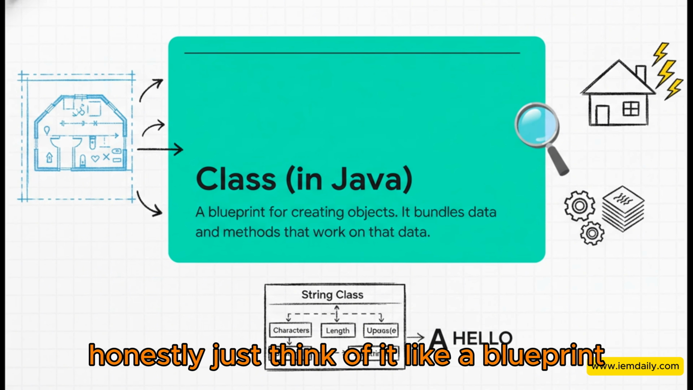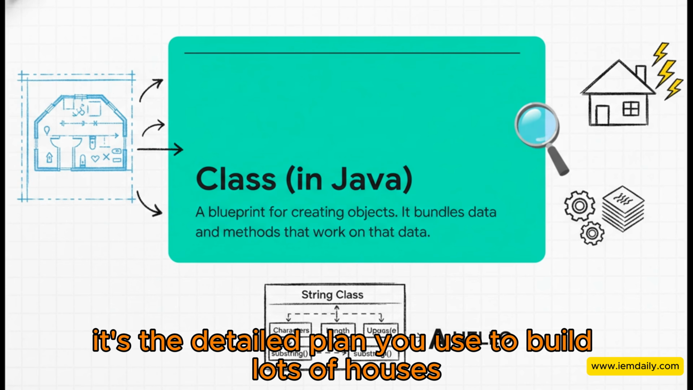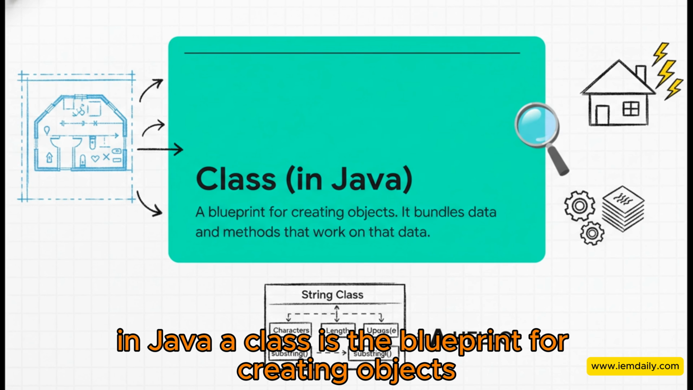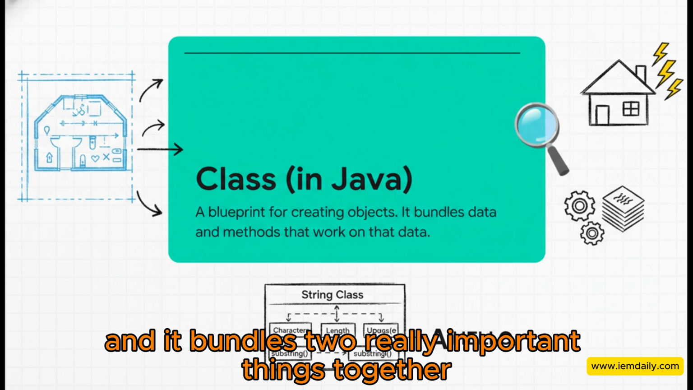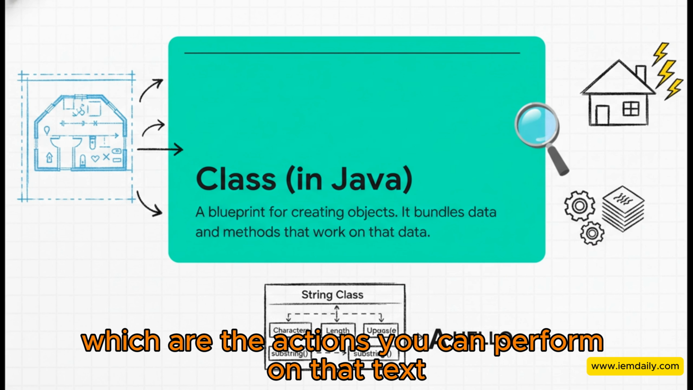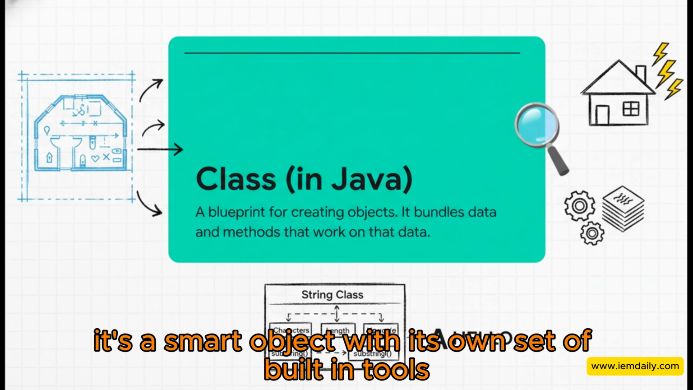So what in the world is a class? Honestly, just think of it like a blueprint. A blueprint isn't the house itself, right? It's the detailed plan you use to build lots of houses. In Java, a class is the blueprint for creating objects, and it bundles two really important things together. Data, like the actual letters in the text, and methods, which are the actions you can perform on that text. This means a string isn't just a simple value. It's a smart object with its own set of built-in tools.